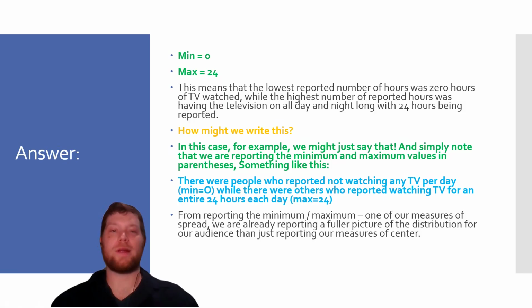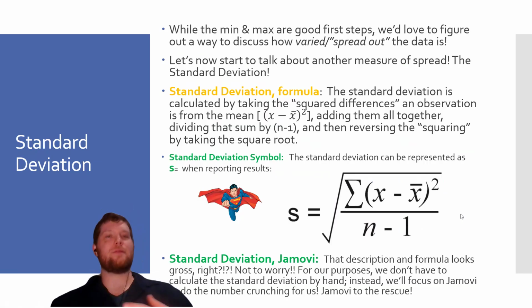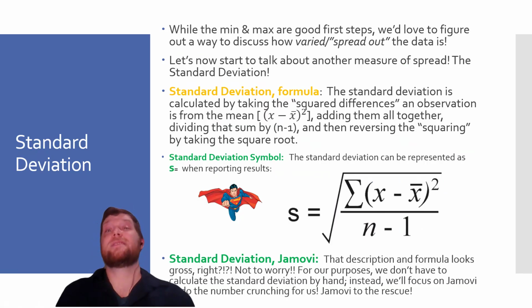Now, from reporting the minimum and maximum, one of our measures of spread, we're already reporting a fuller picture of the distribution of our audience than just reporting a measure of center. It's not just the average, but really how far do we range? The minimum and maximum are really good. We love a way to figure out how to discuss how varied or spread out the data is.